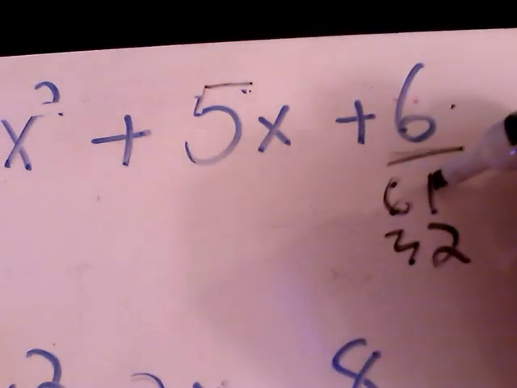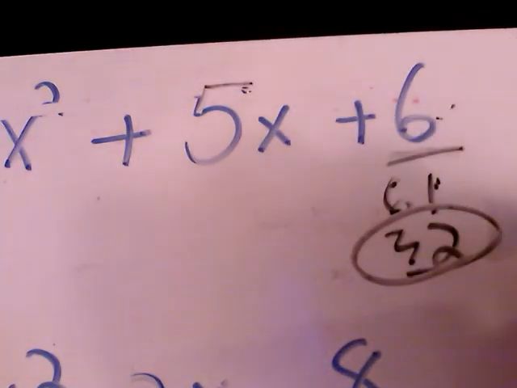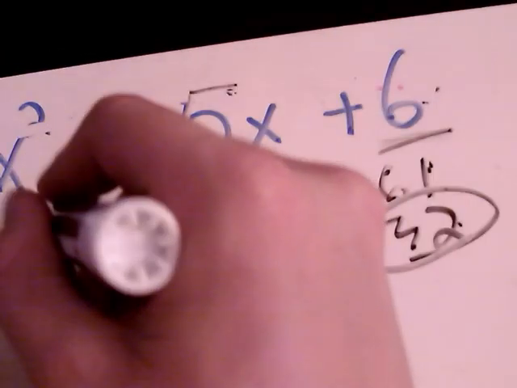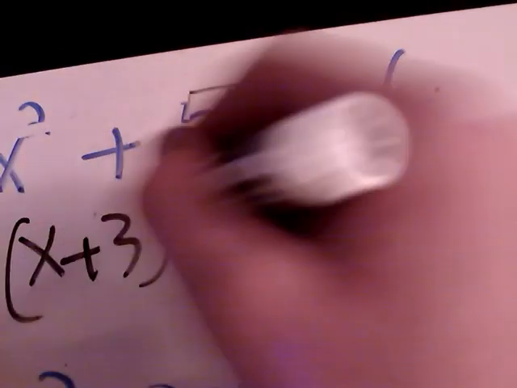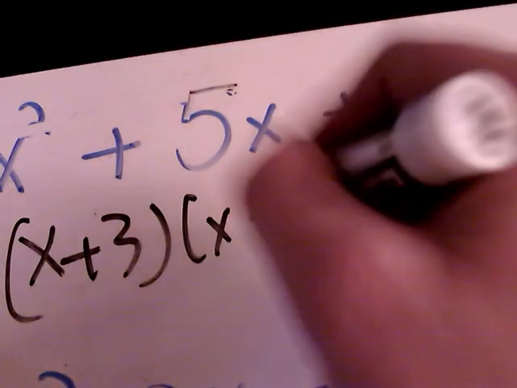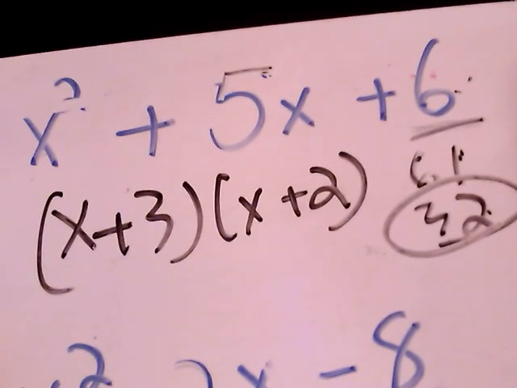So look here, 6 plus 1, well that's 7. That doesn't match up. The 3 times 2 is 6, and 3 plus 2 is 5. So since both these numbers are positive, there's my factored form. Very simple and easy.